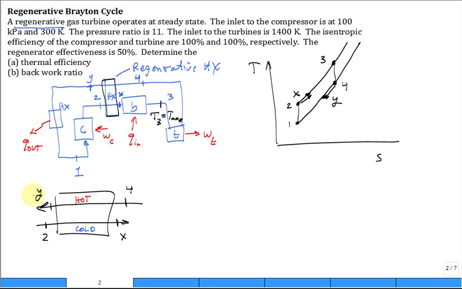You might ask yourself, the temperature at Y is going to be less than the temperature at 4. The hot fluid's going to lose or decrease in temperature. It'll be heat transfer out of the hot fluid into the cold fluid, and the cold fluid is going to heat up. But how high or how low could Y be? And likewise, how high could X be?